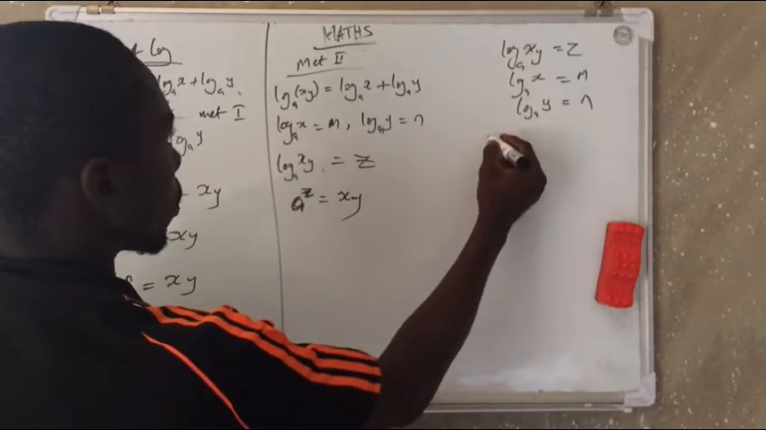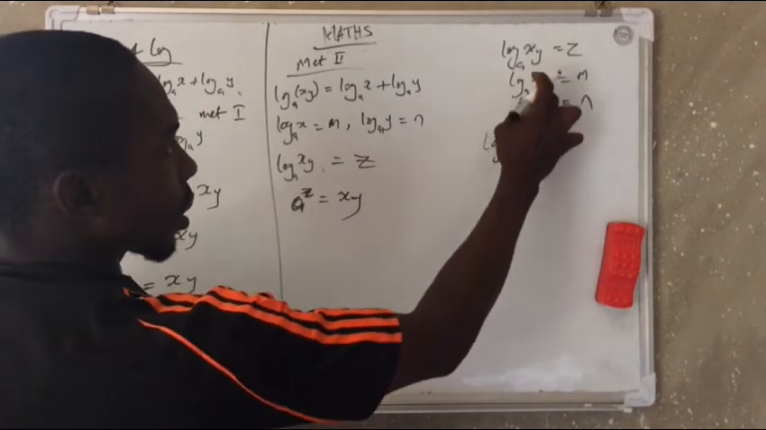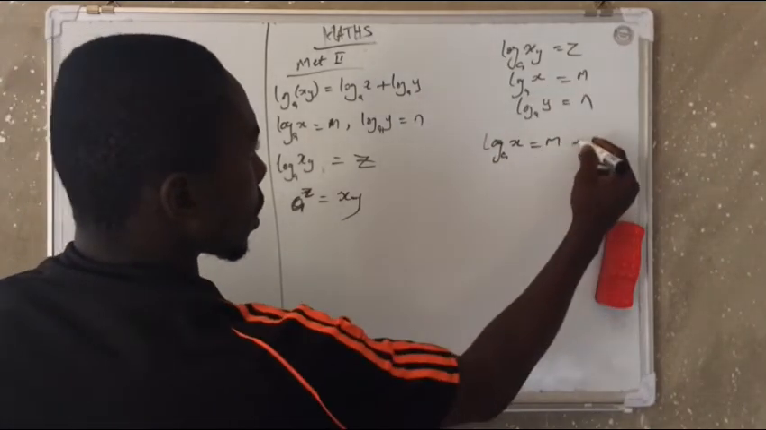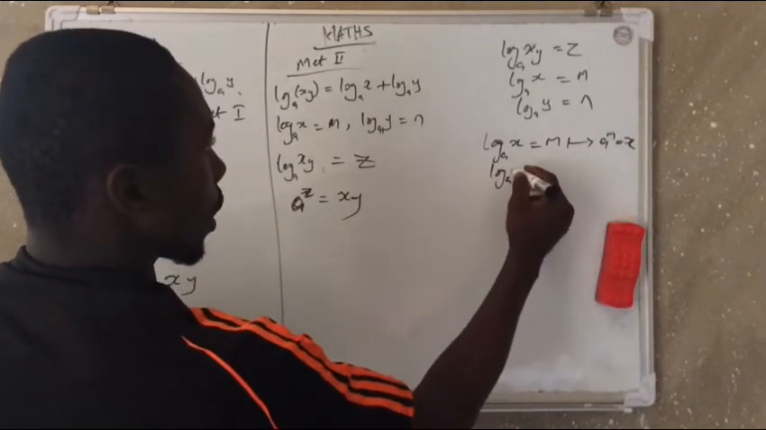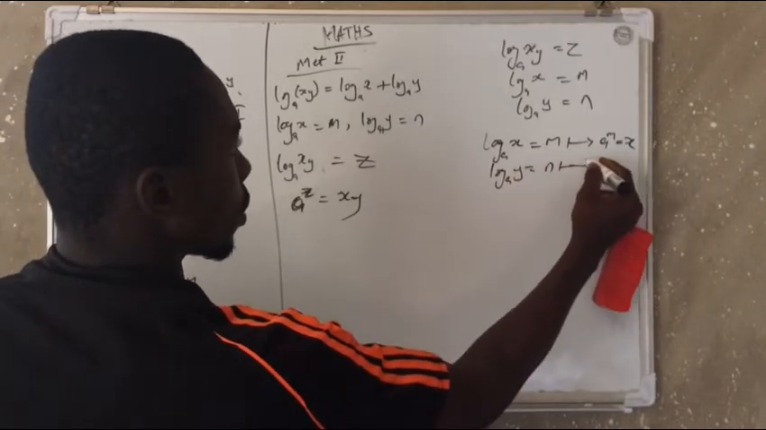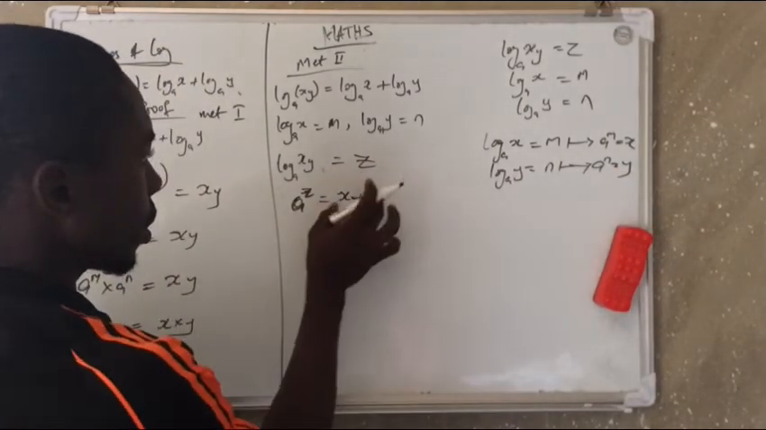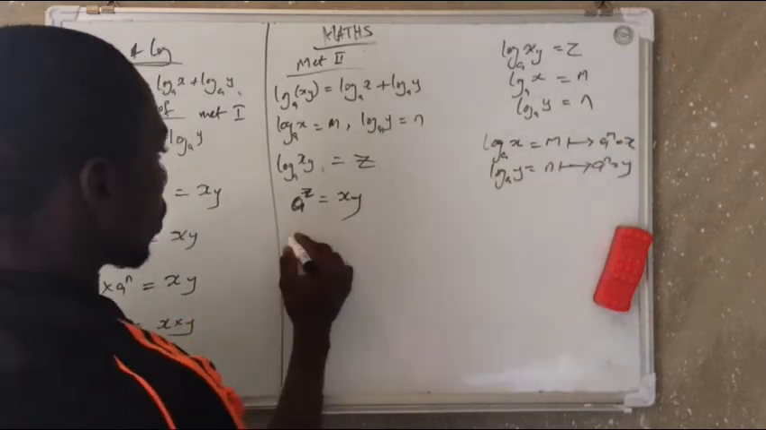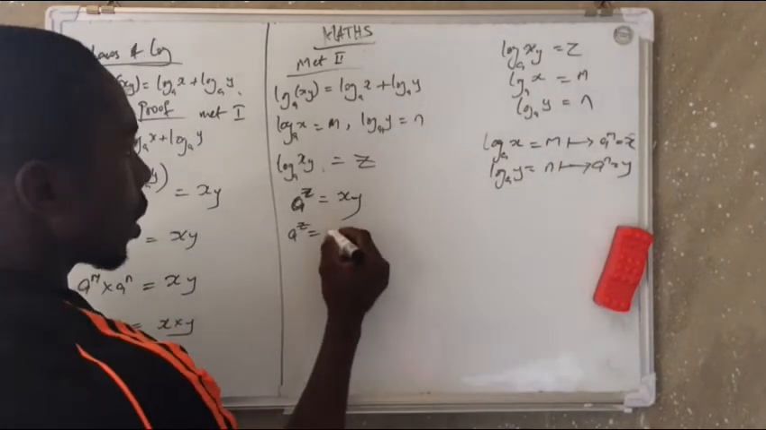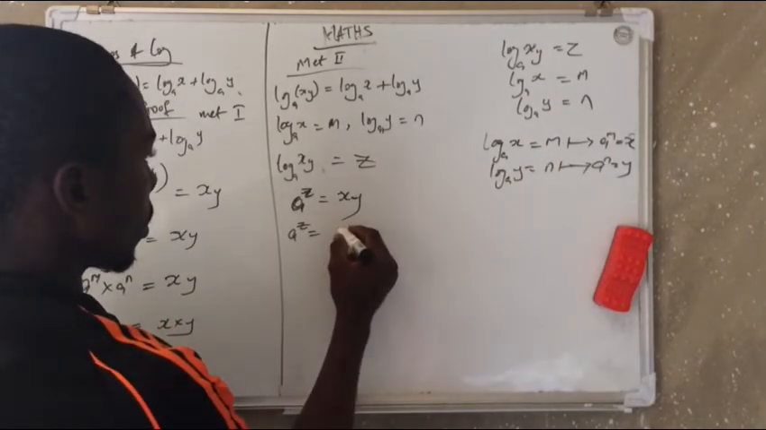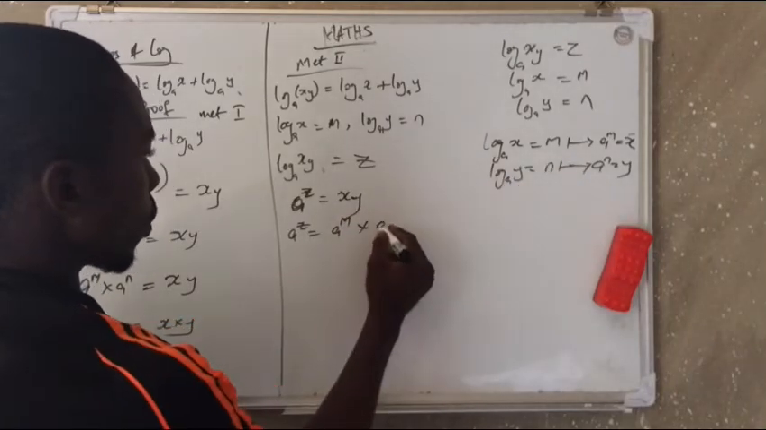From here, I know that log a x is equal to m, meaning that a raised to the power m is equal to x, and log a y is equal to n, and it follows that a raised to the power n is equal to y. So this is my x and this is my y. So a raised to the power z is equal to xy. My x is a raised to the power m multiplied by my y, which is a raised to the power n.